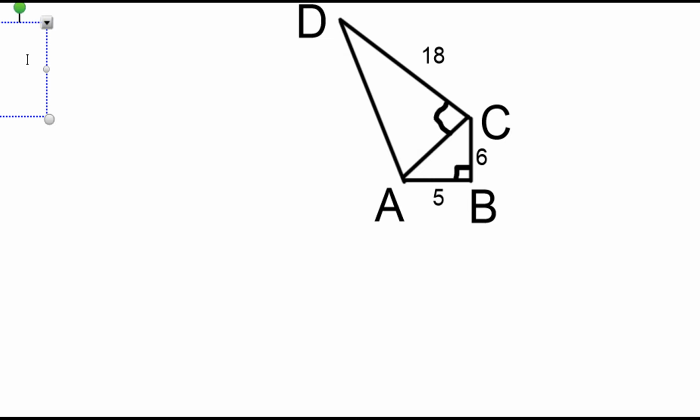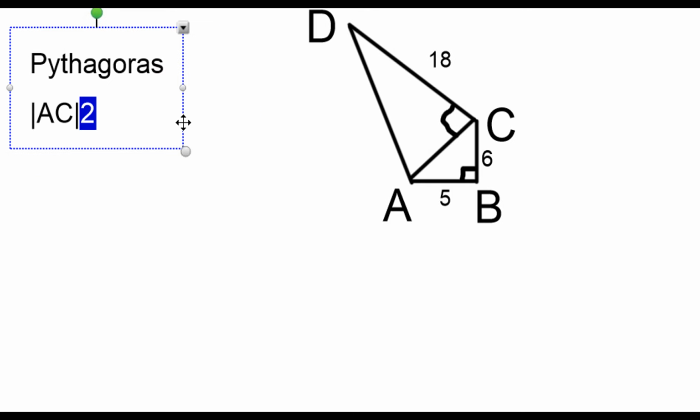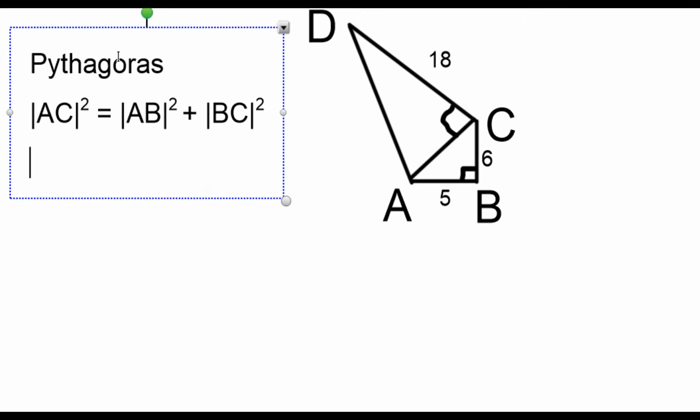So by Pythagoras, we have what? So AC square equals side AB square plus side BC square. This simply means the hypotenuse AC square equals the what? The adjacent square plus the opposite side square.